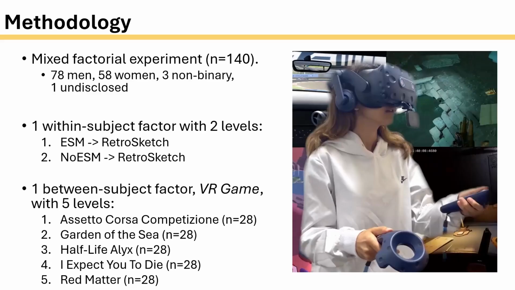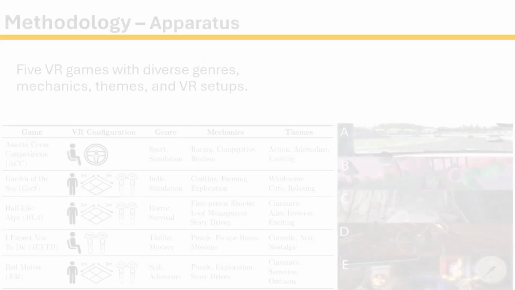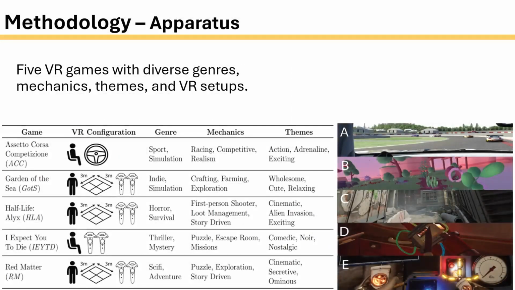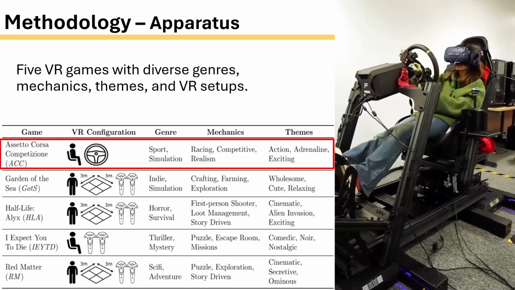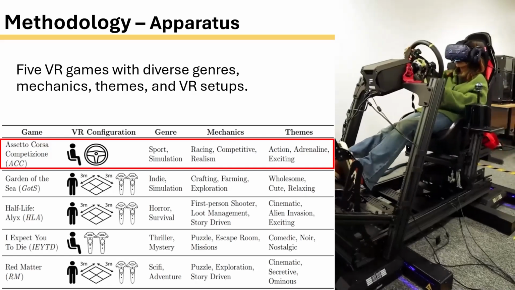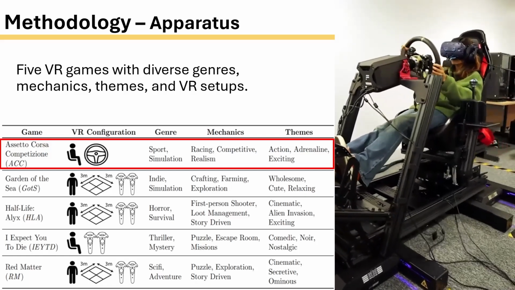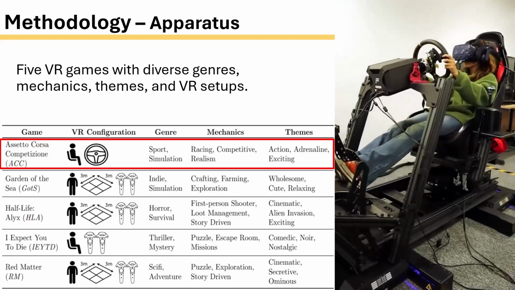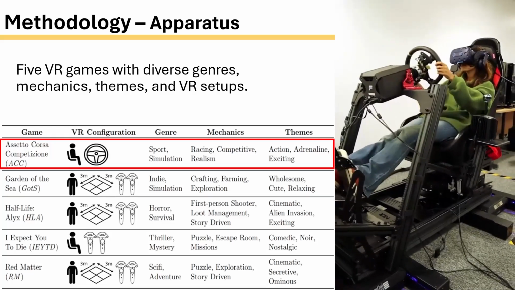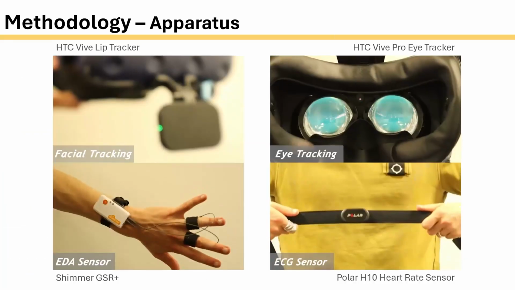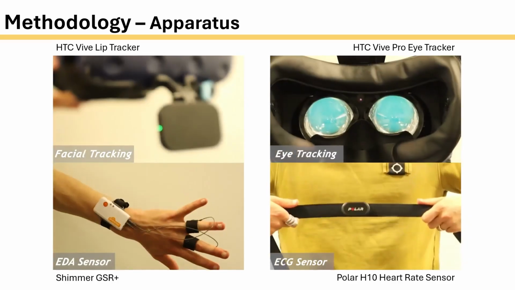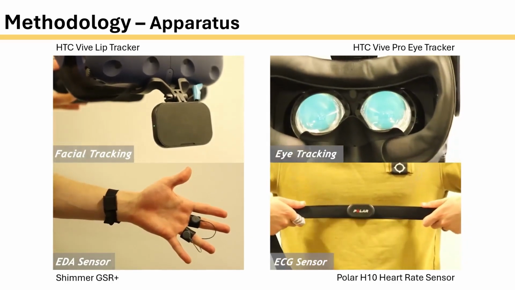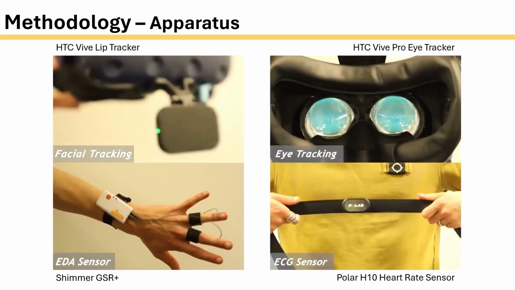And so let's look at these games a little bit closer. They were very different VR experiences in terms of genre, mechanics, and themes. And we also had very different VR setups. So, for example, with Assetto Corsa here, we used a full haptic driving simulator. And the idea is that we wanted to stress test both measures across a wide range of VR games. We also captured 10 different physiological measures which we collected from a range of devices, and this allowed us to understand how both RetroSketch and ESM relate to underlying physiological changes.